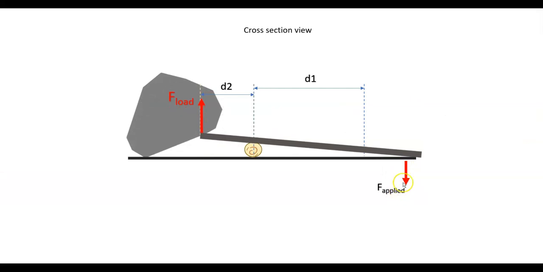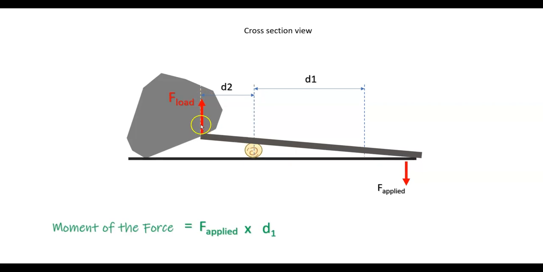The moment of this applied force is equal to the force applied multiplied by the perpendicular distance d1. The turning effect of the force will cause the other end of the lever to exert an upward force on the rock, or what we call the load. The upward force F load will also have a moment that is equal to F load times perpendicular distance d2.